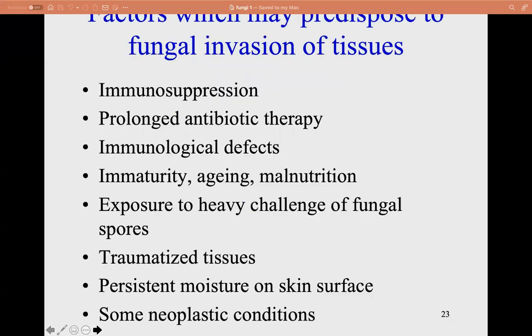There are factors that may predispose to fungal invasion of tissues, like immunosuppression, prolonged antibiotic therapy, immunological defects, immaturity, aging, malnutrition, and exposure to heavy challenge of fungal spores, traumatized tissues, and persistent moisture on the skin surface, like in the cases of ringworm infection, and the presence of some neoplastic conditions.